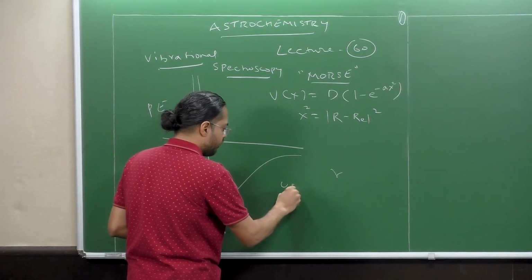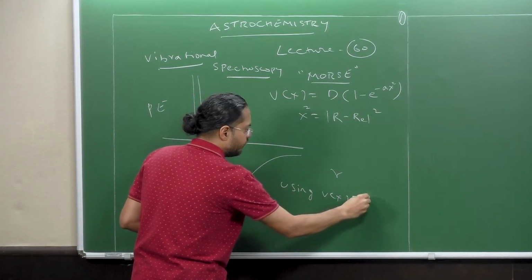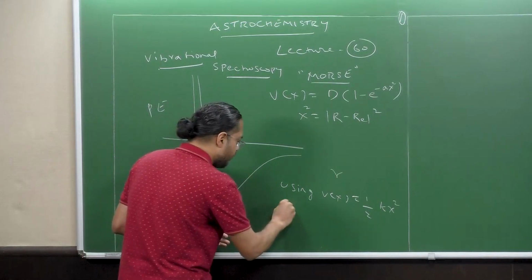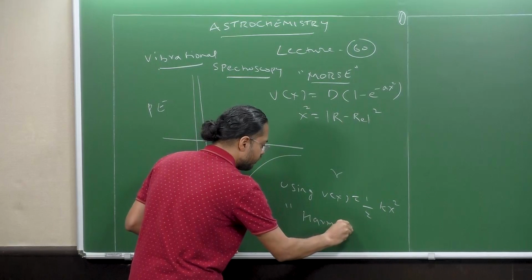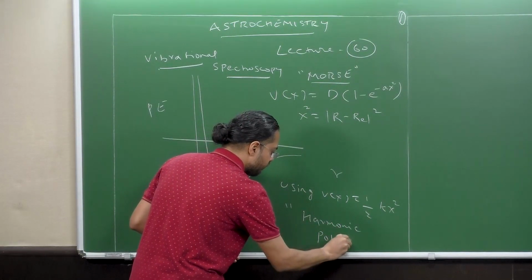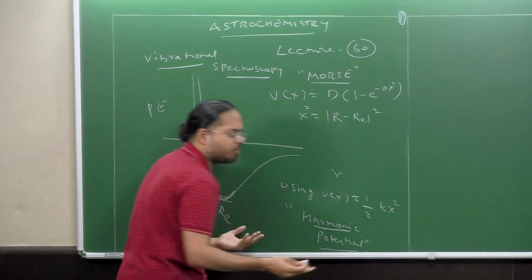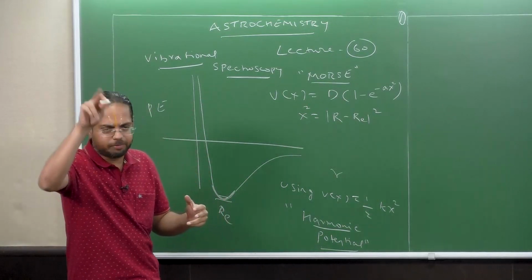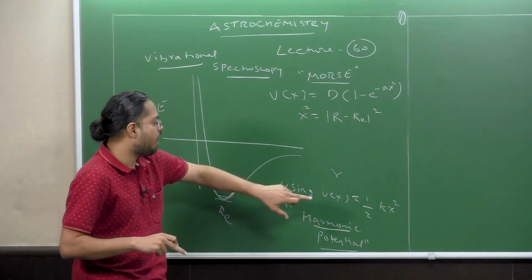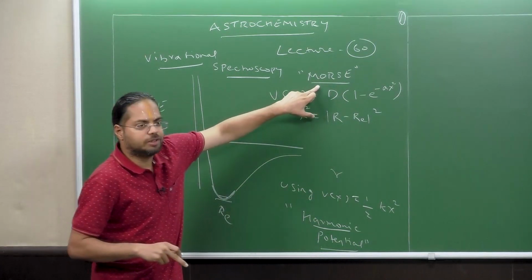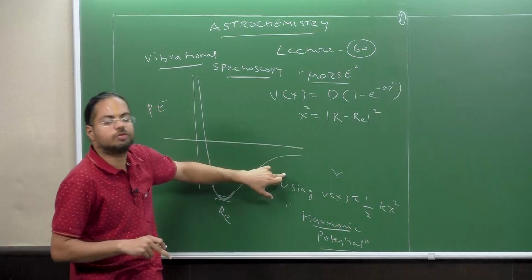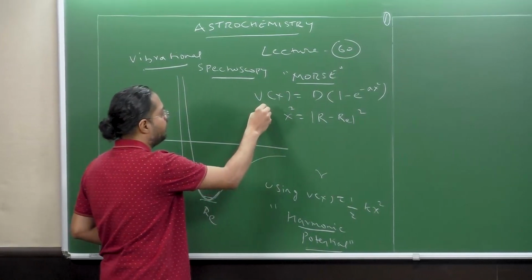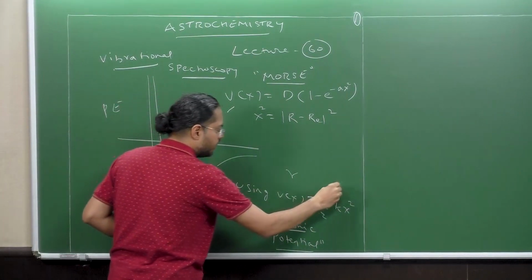Now, the idea of using a parabolic potential, that is using V of x is equal to half kx square, is what is understood as using a harmonic potential. Why harmonic? Because we have a restoring motion, the f of x is negative k times x. So this is what is called using a harmonic potential. Let me call this equation 2 and let me call this equation 1.